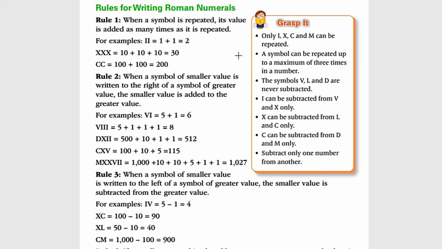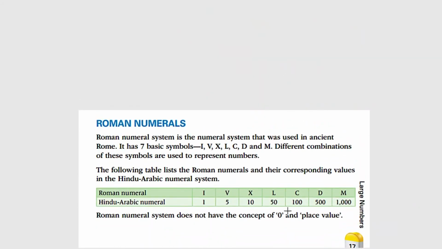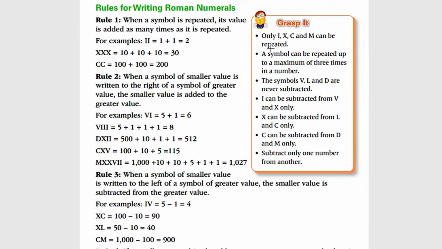Now students, remember, only letter symbols I, X, C and M can be repeated. And that too, a symbol can be repeated up to a maximum of 3 times in a number. So from these 7 letter symbols, only I, X, C and M, these 4 can be repeated. Letter symbols V, L and D cannot be repeated. And the symbols I, X, C and M can be repeated to a maximum of 3 times in a number. So more than 3 times repetition is not allowed.